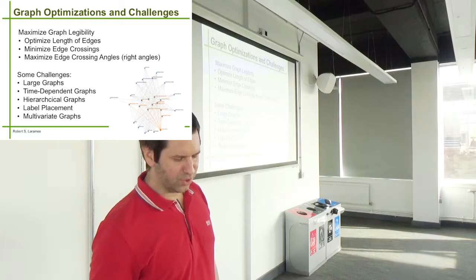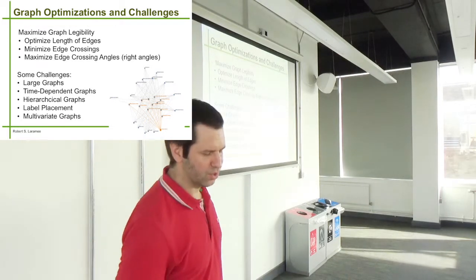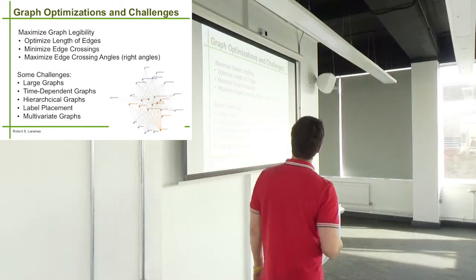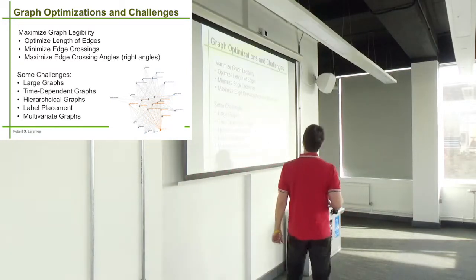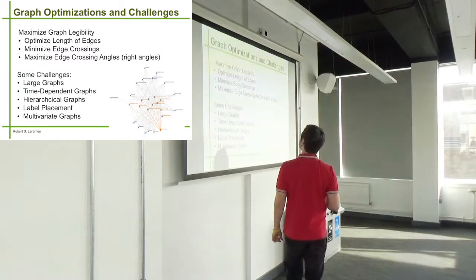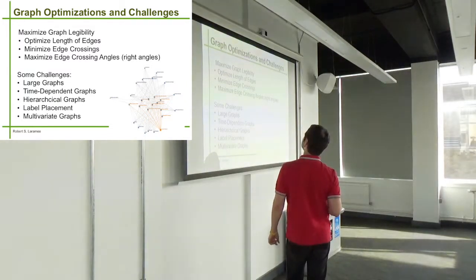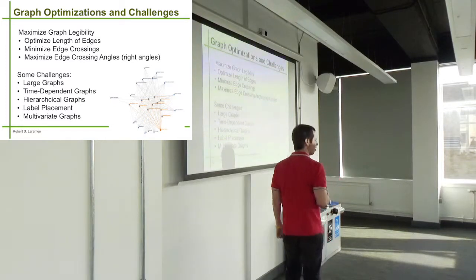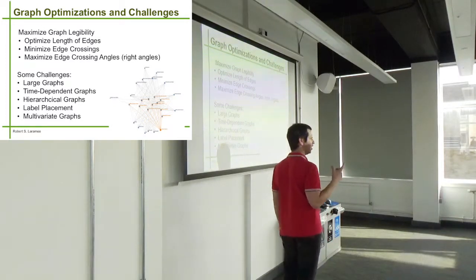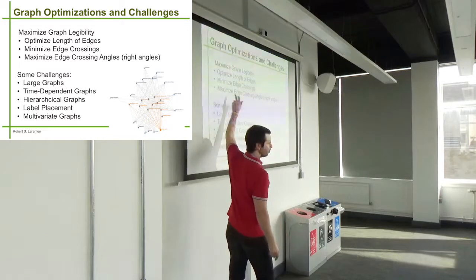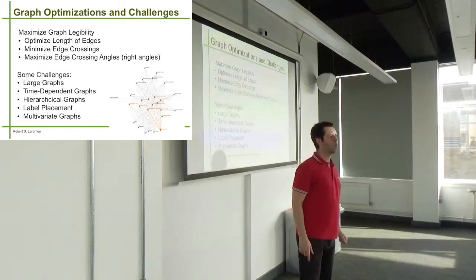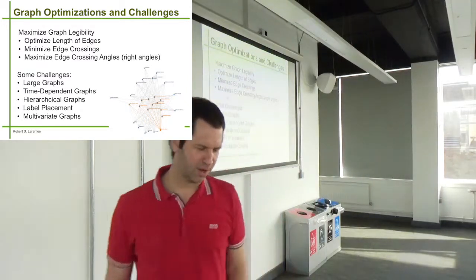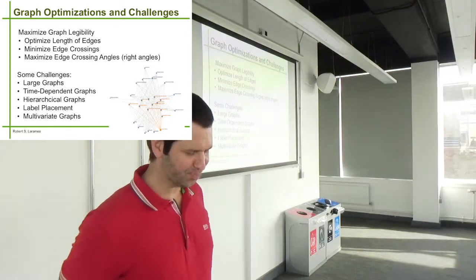This one, if we look at this one, we can deduce that in this example, really the algorithm is focusing on the first two, optimize length of edges and minimize edge crossings. It's looking at those two things, and it's not worried about the third one too much. Right? We can just deduce that by looking at the graph.